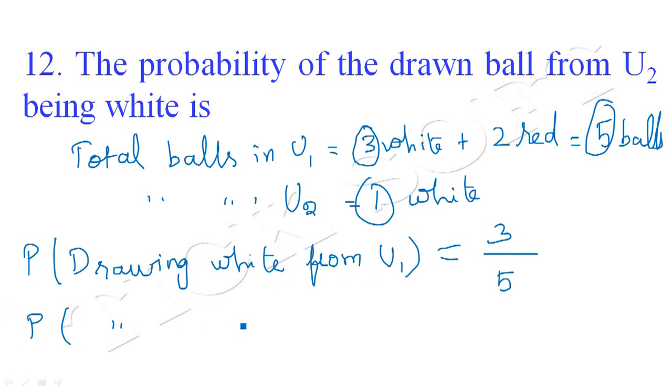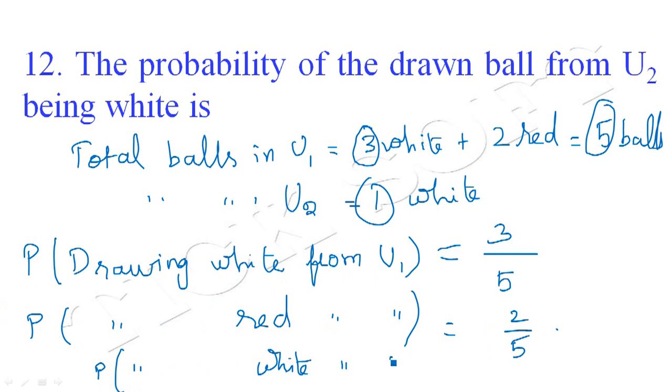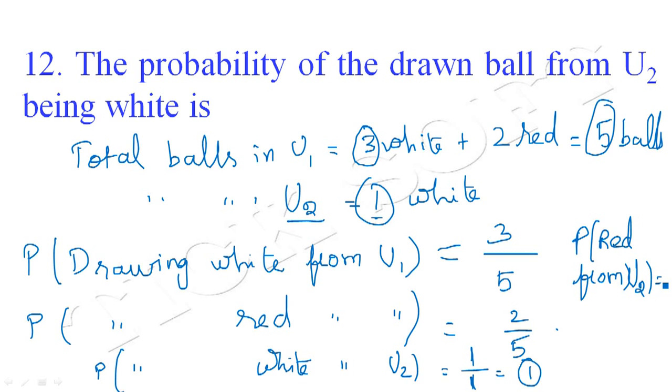Hence the probability of drawing white from U1 will be equal to 3 by 5. And similarly the probability of drawing red from U1 will be equal to 2 by 5. And what will be the probability of drawing white from U2? This will be equal to 1 by 1, which is 1, because in U2 we have only 1 white ball. So the probability of drawing a white ball from U2 is the number of white balls divided by the total number of balls, hence we get 1. And similarly the probability of drawing red from U2 will be equal to 0, because we don't have red balls in U2. So now by using this we are going to find the required answer.